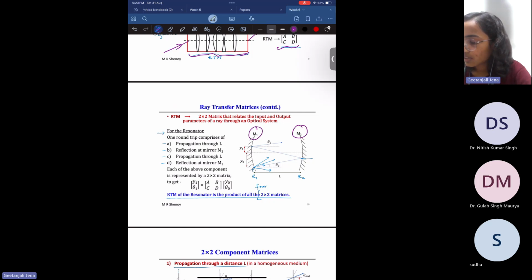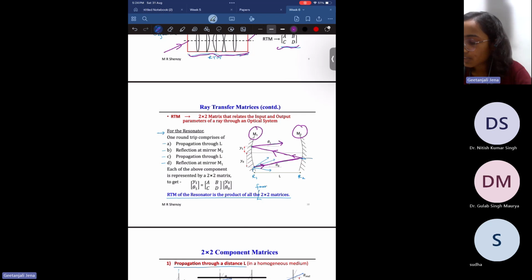For spherical mirror, if you start from here, we'll see it propagate like this. So there will be a matrix that is related to this propagation length. Now it gets reflected here, so there we will define a matrix for this reflection also. Now the reflected ray will propagate towards the mirror M1. For this propagation, we'll define a matrix. After this point, it will again be reflected from the mirror surface M1. So for this also, we'll define a matrix for this reflection at mirror M1.